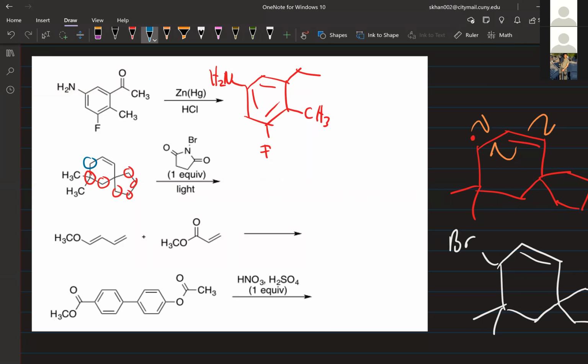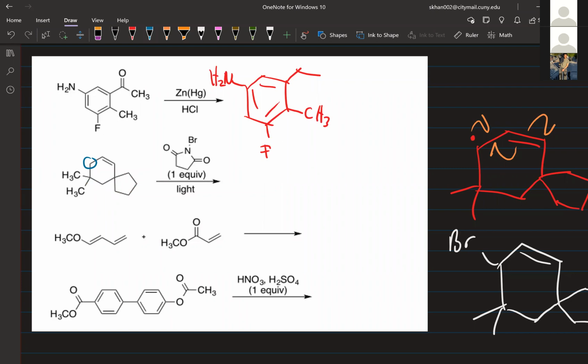NBS specifically always selectively brominates at benzylic and allylic carbons. That's just a thing you need to know about the reagent. The rest of these are all secondary, but this one is secondary allylic. So this one is going to be the most selective and most readily available for bromination with NBS.